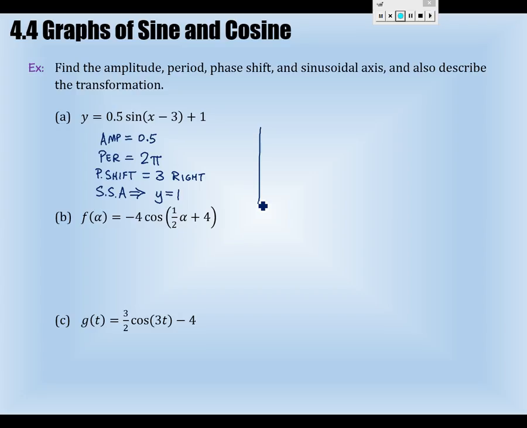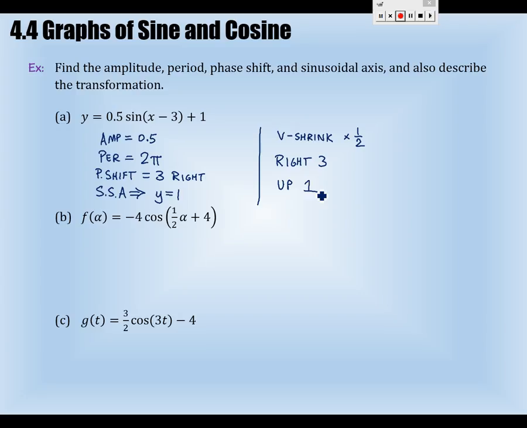We'll start with a 0.5. What does that represent? Yeah, you got it eventually. All right, vertical shrink by a factor of what? By a factor of 1/2. Good. Anything else you want to say there? Yeah, right 3, up 1. Great, thank you, Maria.